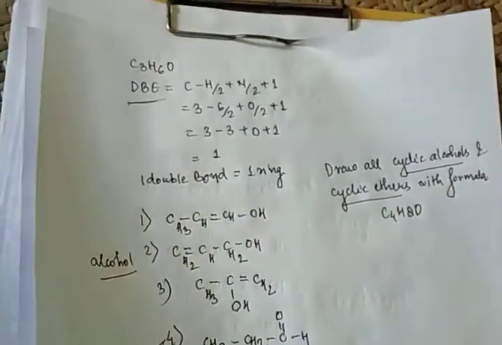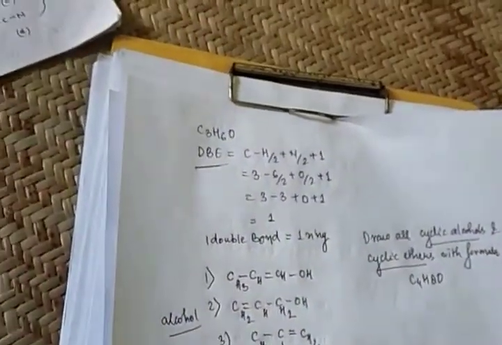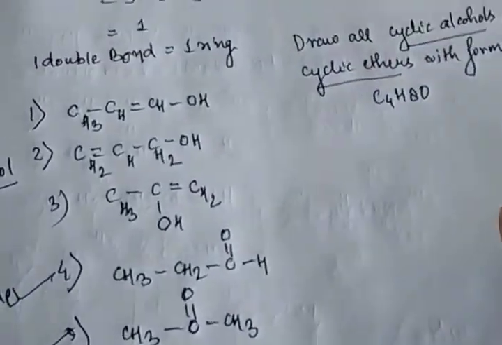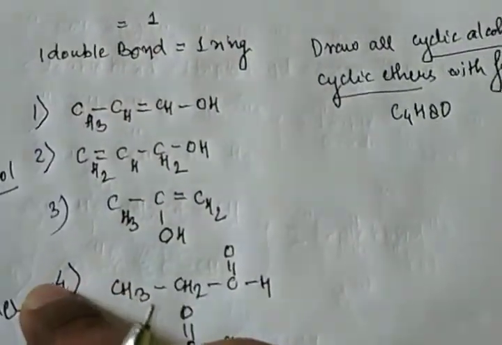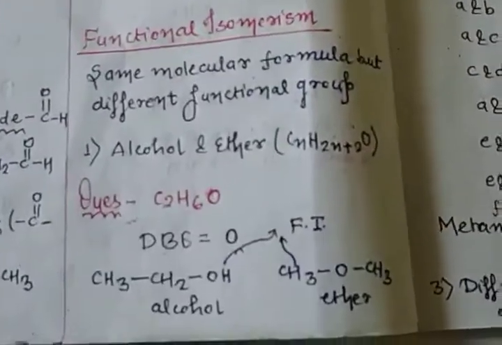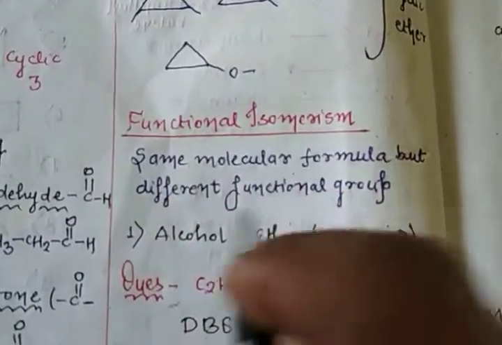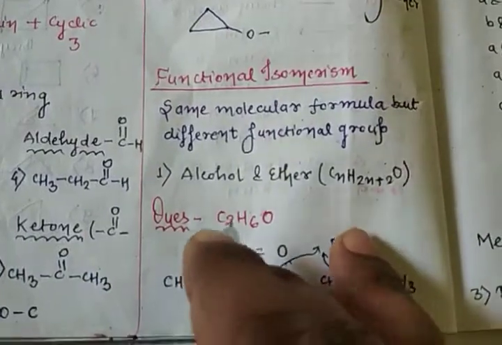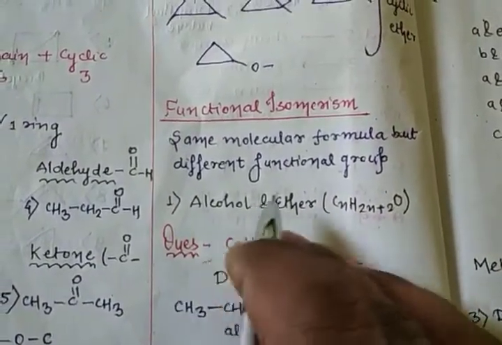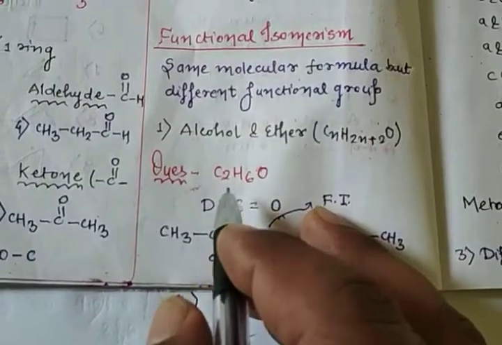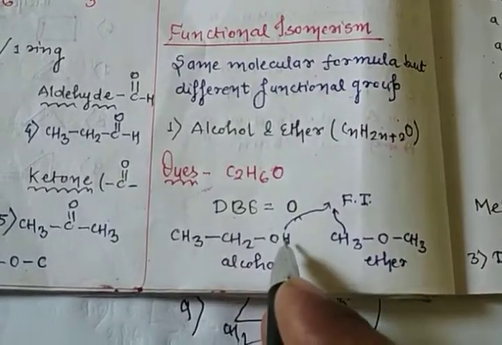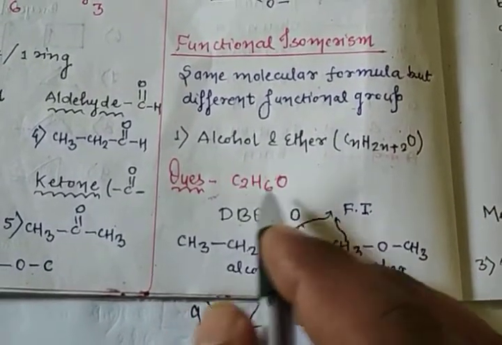Clear? Okay. Now the next topic: you have done chain isomerism and position isomerism. Now the next is functional isomerism. Okay, so what is functional? You have the notes also. Functional isomerism: same molecular formula but different functional group. So how to check? Alcohol and ethers are functional isomers. First write down the general formula C2H6O. So there are 2 carbons, 6 hydrogen and 1 oxygen. There is no DBE.